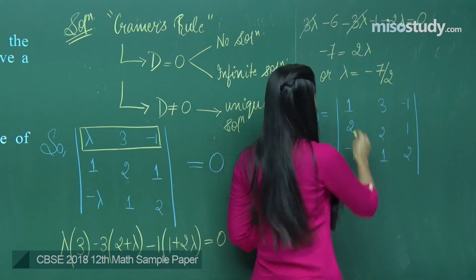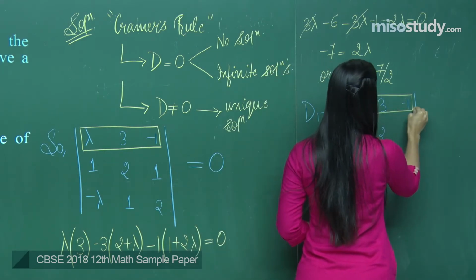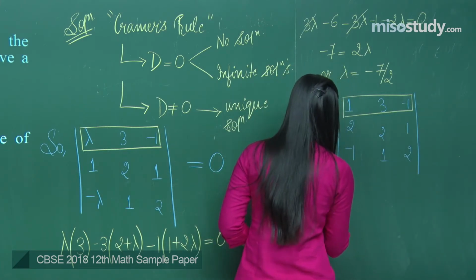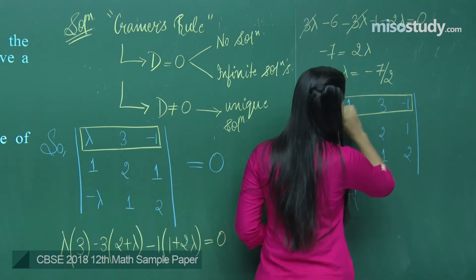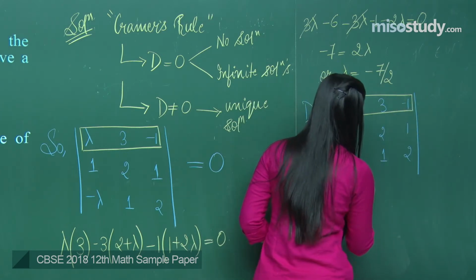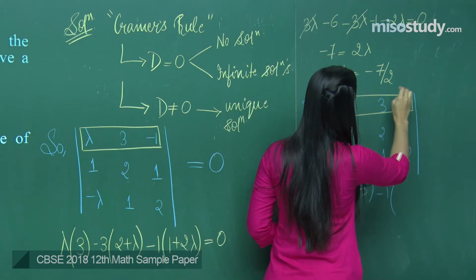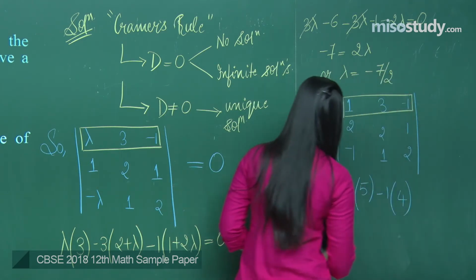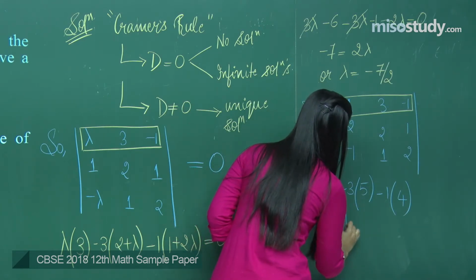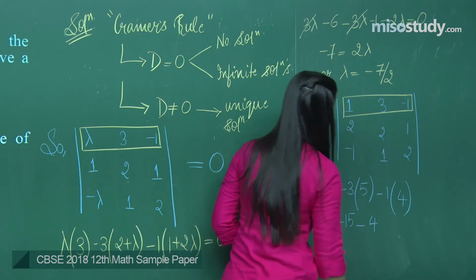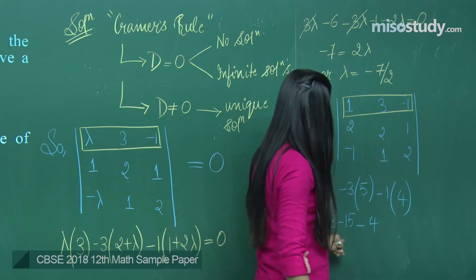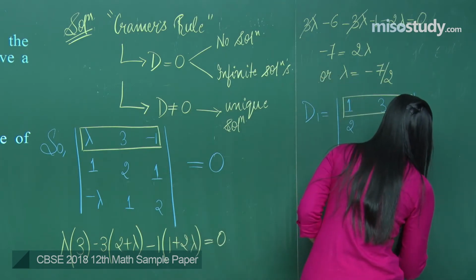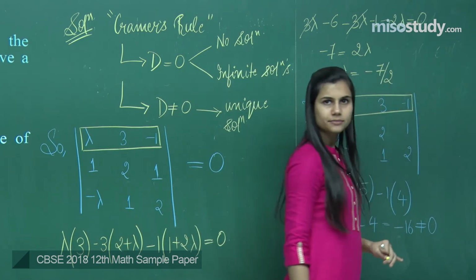When you do this and you find the determinant, what is it that you get? 1 into 4 minus 1, that is 3, minus 3 into 4 plus 1, that is 5, minus 1, 2 plus 2, that is 4, and you get 3 minus 15 minus 4. What is it that you get? 3 minus 4 gives you minus 1, minus 15 minus 1 gives you minus 16, which is not 0.